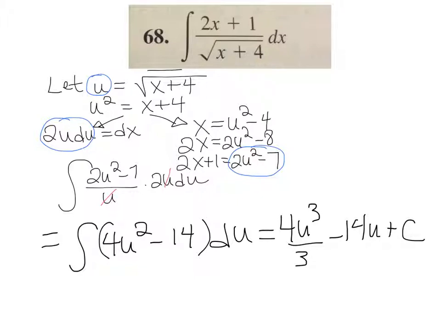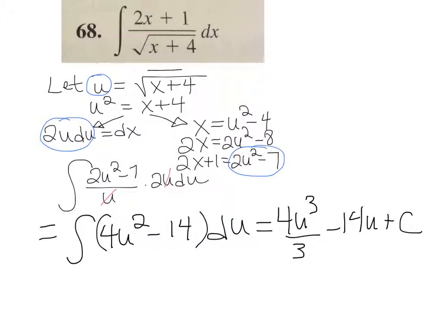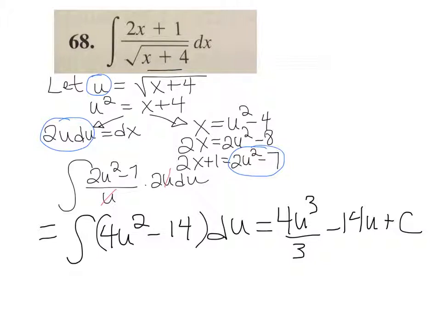And the final step is to sub back in what we had in place of u, which was the square root of x plus 4. Oh, I'm sorry, let's erase that. We already integrated. I don't need the integral sign anymore.